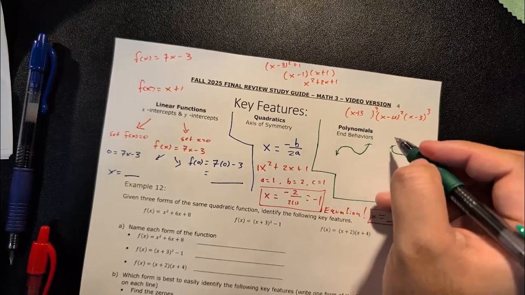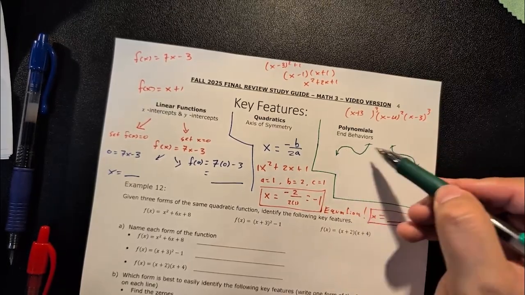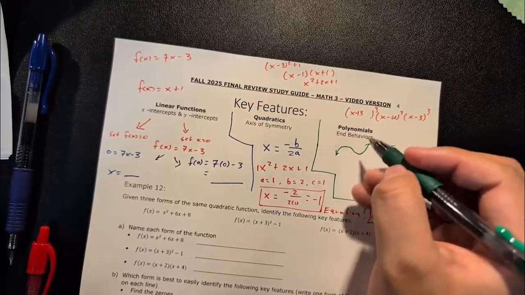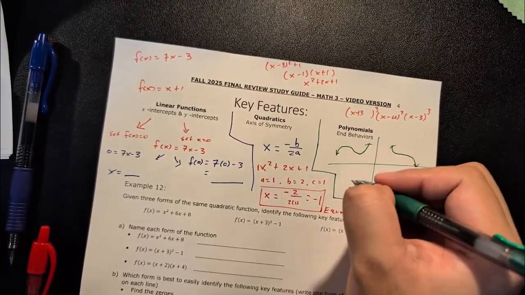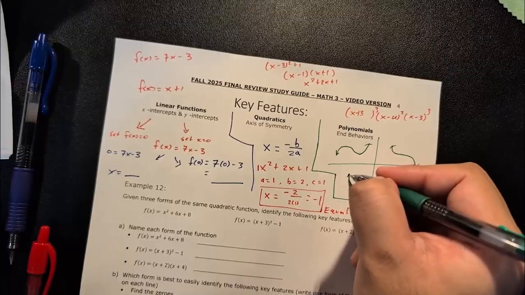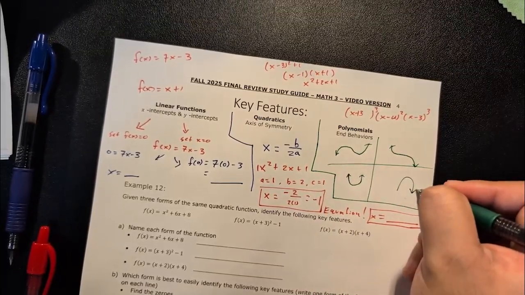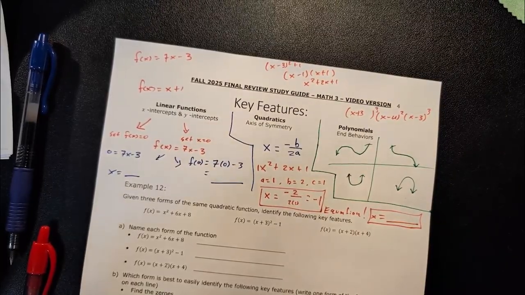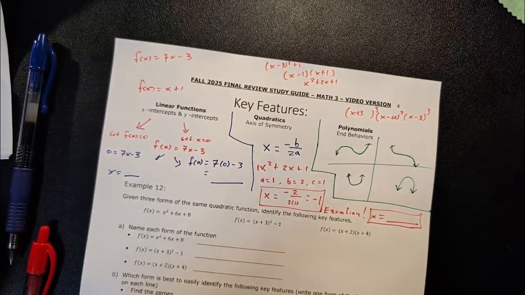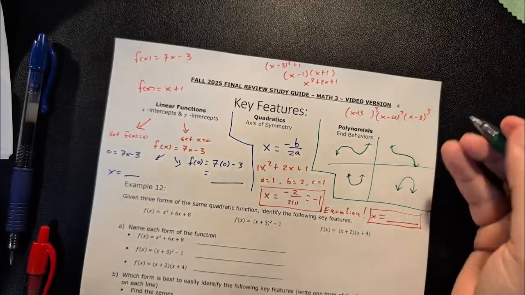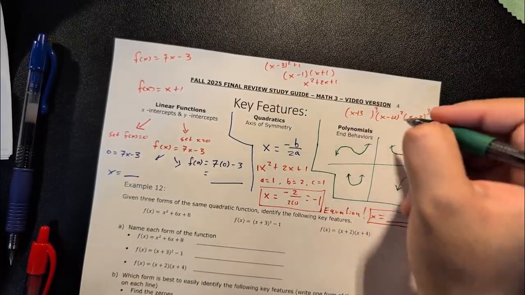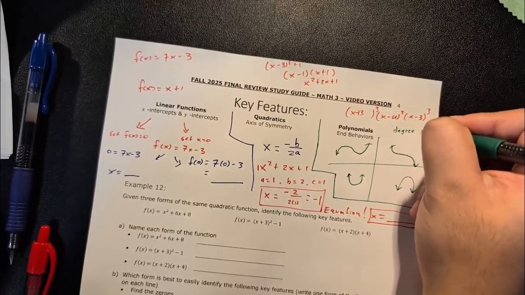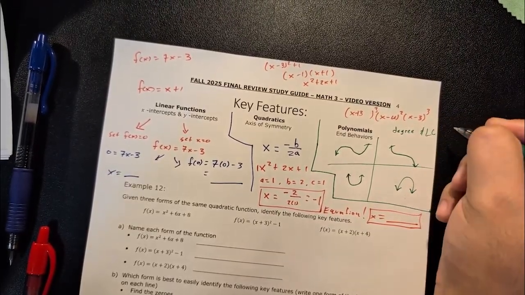So there's 4 types of behaviors. We could go from negative infinity to positive infinity, or positive infinity to negative infinity. Or we can have both of them pointing up or both of them pointing down. And this goes back to our multiplicity, or our behavior, or our degree, and leading coefficient.